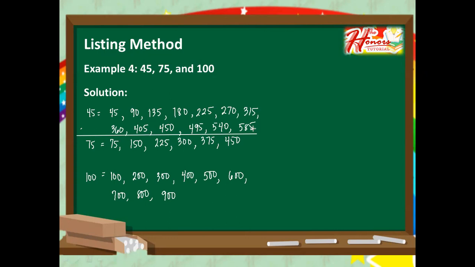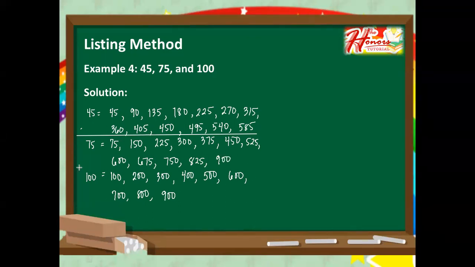Let's have 75. So 1, 2, 3, 4, 5, 6. Let's have 7. 75 times 7, that's 525. So 75 times 8, that's 600. 75 times 9, that's 675. 75 times 10, that's 750. 75 times 11, that's 825. And 75 times 12 is 900.